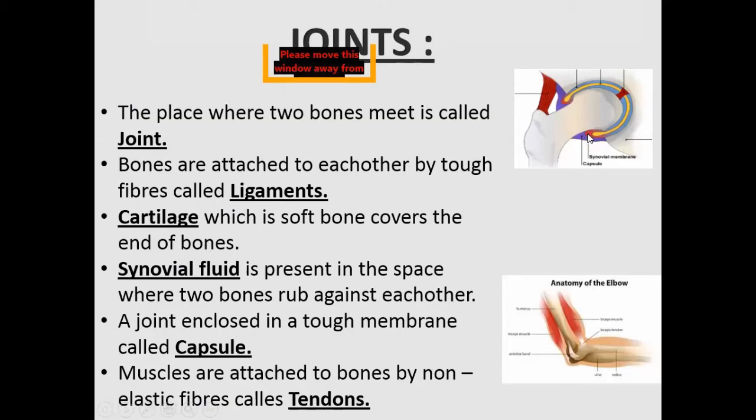Here, this is the synovial fluid, and this is the capsule. And now, see the elbow. This is an elbow joint. We are talking about joints, and the terms are ligament, cartilage, synovial fluid, capsule, and tendon. Why am I repeating these terms again and again? Because these are new terms for you.